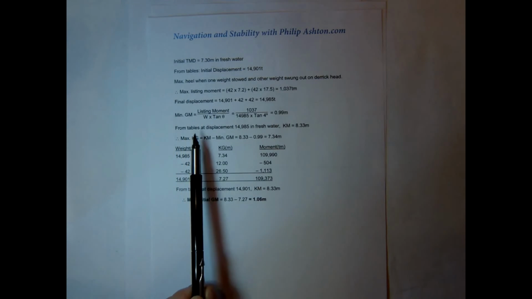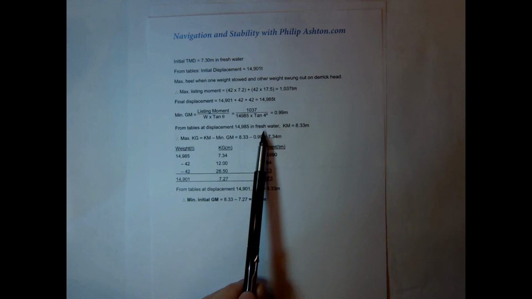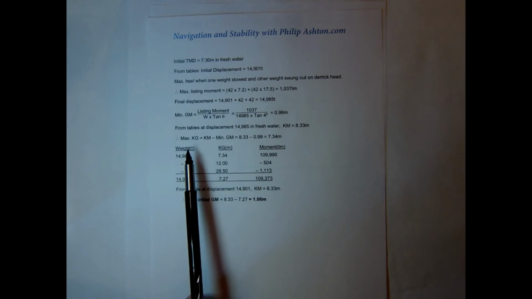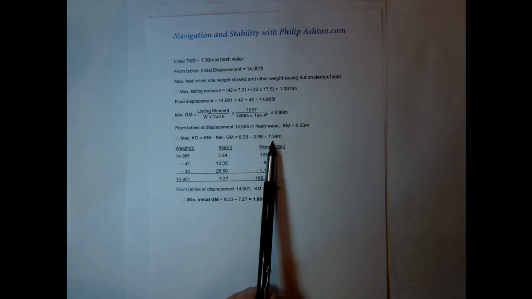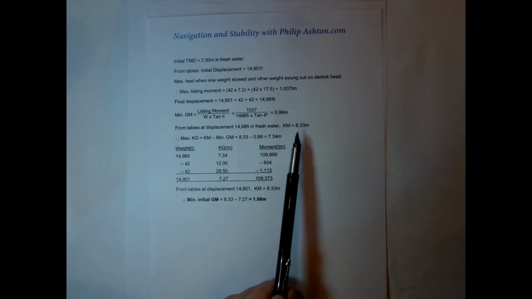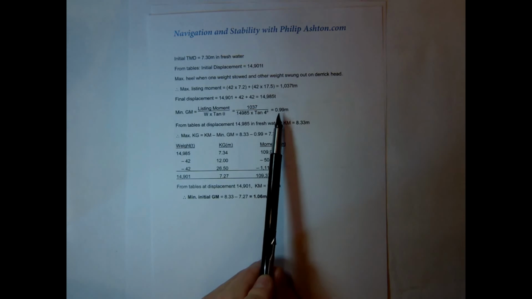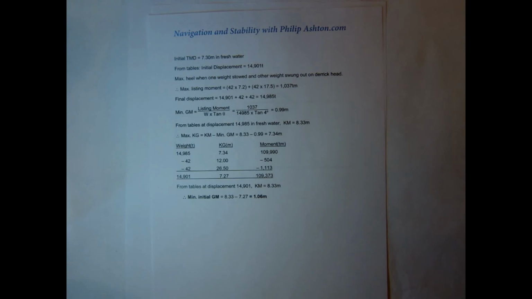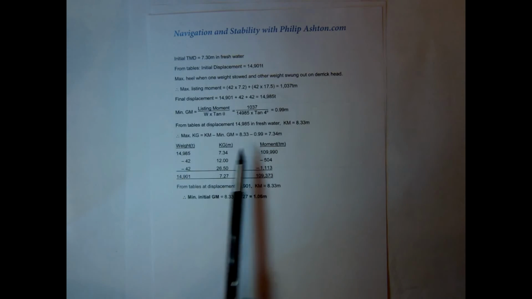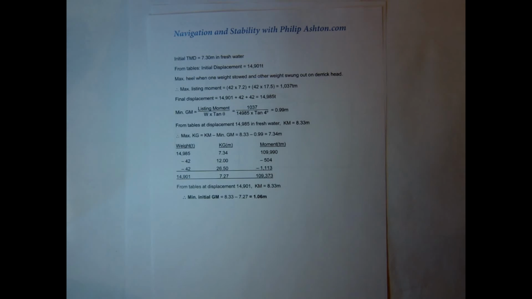Go in the tables at the displacement of 14,985 in freshwater and get the KM. So we know at the point of picking up the second weight, when the maximum list will occur, our KG will have to be 7.34. So it's the KM of 8.33 minus the GM of 0.99. So at the point of picking up the second weight, the KG has to be 7.34.